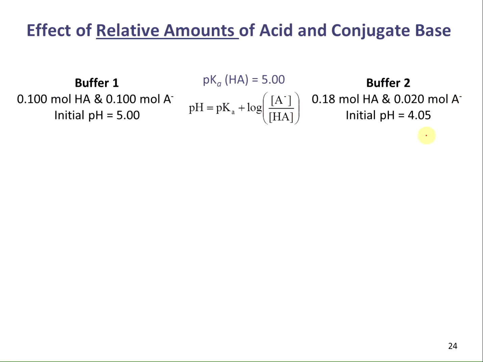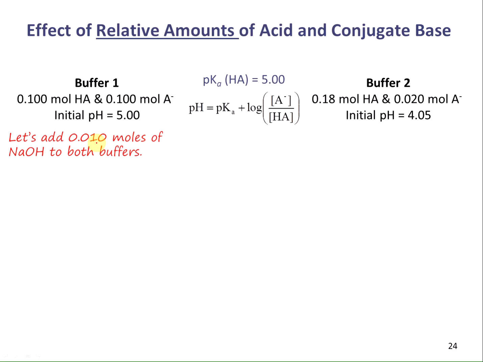And they give us the initial pH values. For this generic acid, HA, we're going to be using a pKa of 5. And remember, the Henderson-Hasselbalch equation relates the pH to the pKa plus the log of the base over the acid. So we're going to add 0.01 moles of sodium hydroxide to both buffers, and we're going to look to see how that changes the pH.